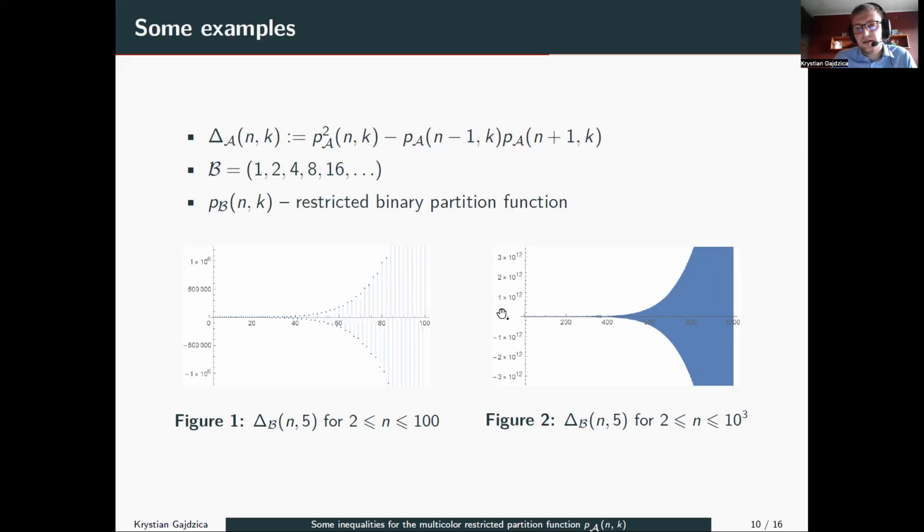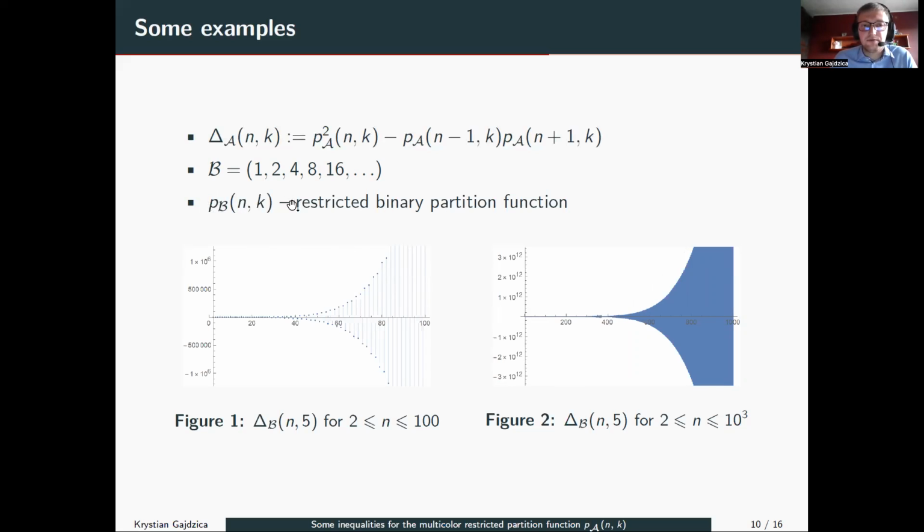It is because it is quite easy to observe that if n is odd, then the value of the restricted binary partition function of n minus 1, k equals the value of this number. And on the other hand, this is strictly smaller than the value of p curly b of n plus 1, k. So we cannot have log concavity. So the restricted binary partition function cannot be log concave.